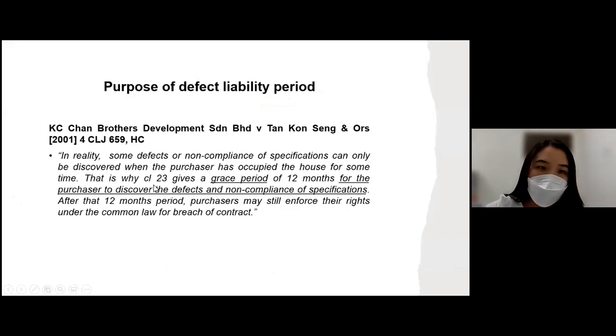According to the case of Casey Chan Brothers Development Sdn Bhd and Tan Kong Sing and others, the High Court discussed the purpose of the defect liability period. The court held that in reality, some defects or non-compliance of specifications can only be discovered when the purchaser has occupied the house for some time. This is why the clause gives a grace period of 12 months for the purchaser to discover the defects and non-compliance of specifications. After that period, purchasers may still enforce their rights under the common law for breach of contract. So the purpose of the defect liability period is to give the purchaser a grace period to discover the defects and non-compliance of the specifications in their property.